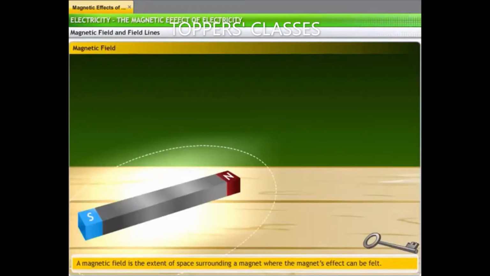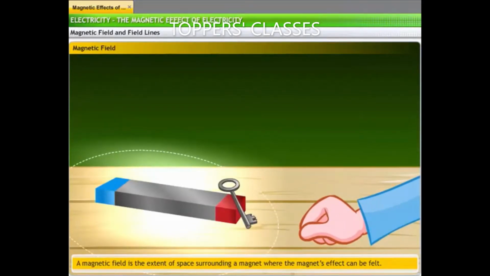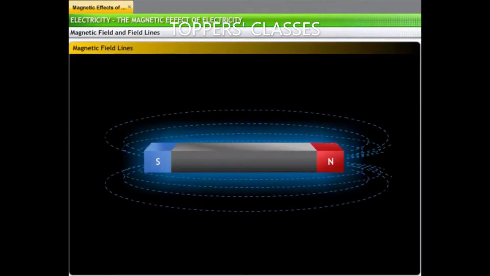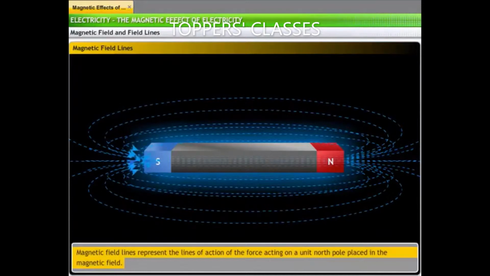A magnetic field is the extent of space surrounding a magnet where the magnet's effect can be felt. Thus, it represents the region under the influence of the magnet, just as an electric field represents the region of electric influence. A magnetic field consists of a number of magnetic field lines, generally referred to as magnetic lines of force. Magnetic field lines represent the lines of action of the force acting on a unit north pole placed in the magnetic field.